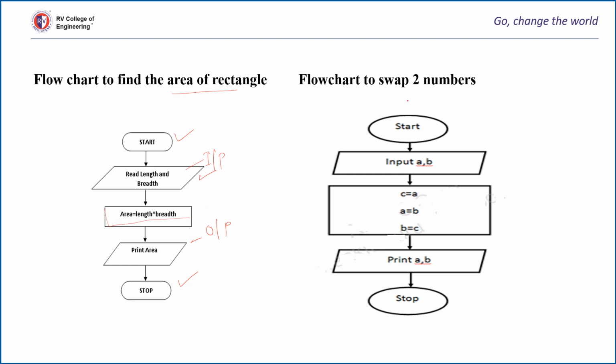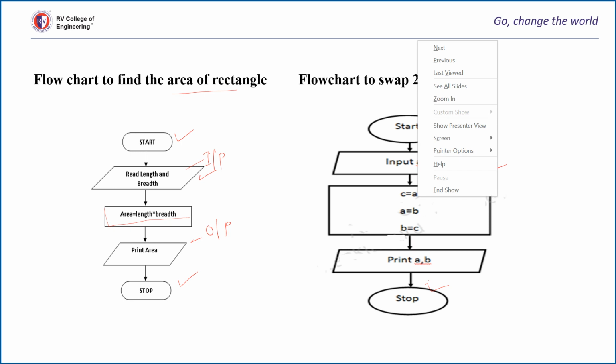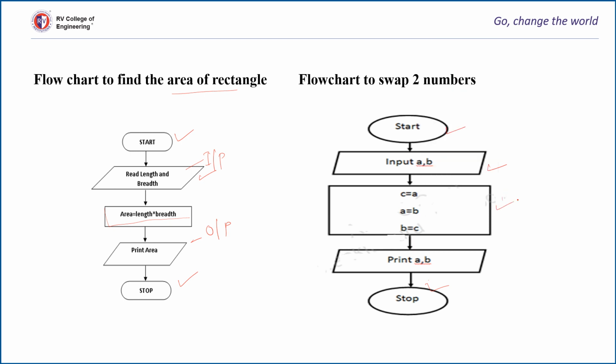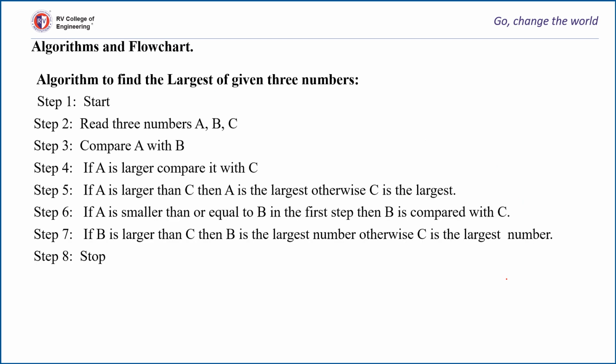flowchart to swap two numbers. We just saw the algorithm with respect to it. When we put the same thing down in a flowchart, how does it look? We have start and stop in an oval, read A and B in a parallelogram, processing C is equal to A, A is equal to B, and B is equal to C, which is there in your rectangle. Print the swapped values using a parallelogram. Alright.